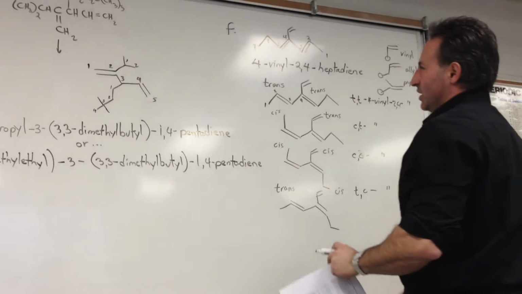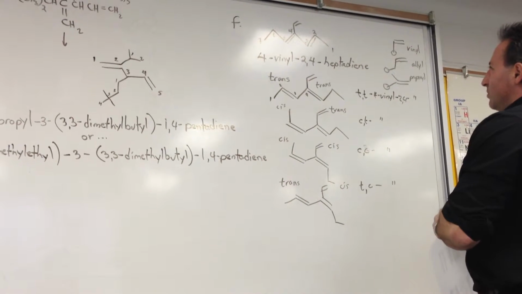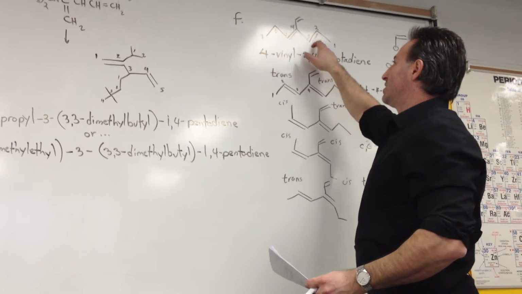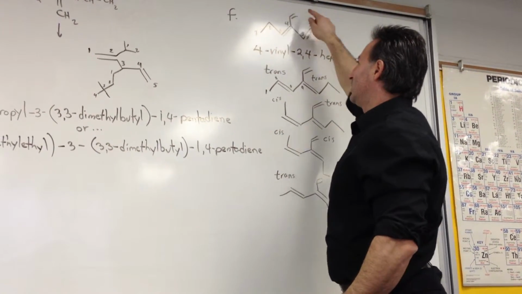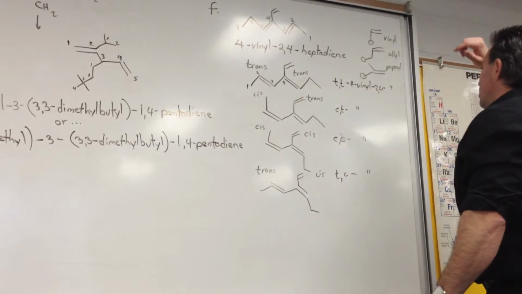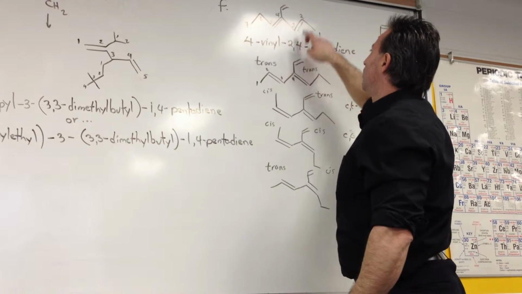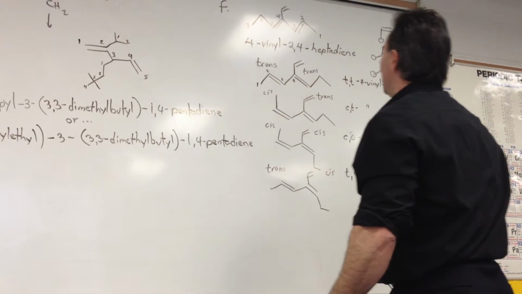F is probably the trickiest one in the series. It shows a molecule that has to be redrawn with the longest chain containing the most number of double bonds. It ends up being substituted by a vinyl at the 4th position. So we call it 4-vinyl-2,4-heptadiene. So it's got a 7-carbon chain.